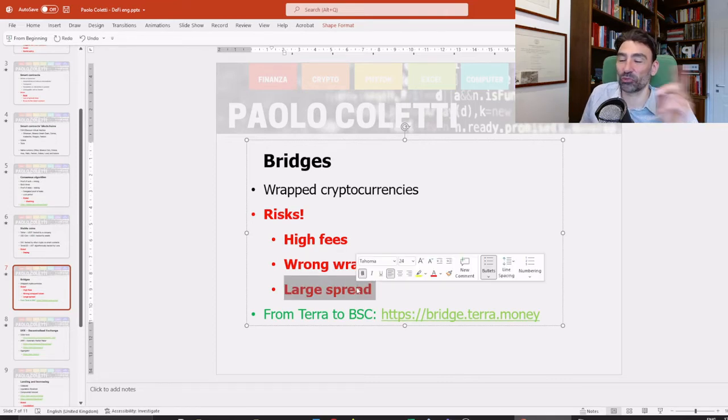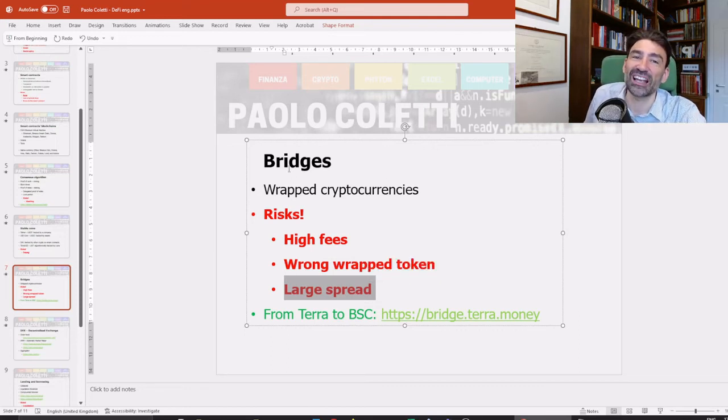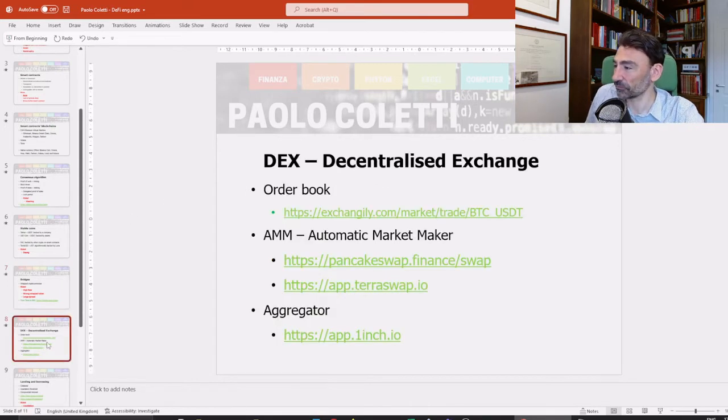Okay, and finally there is a large spread. So when you swap an Ethereum from one website to the other one, especially if you swap 2 cryptocurrencies. So for example, you start with Luna on Terra and you want to get Ethereum on Ethereum, so not really a bridge and a swap at the same time, you incur in large spread. So pay attention. I try to use bridges as little as possible. I really dislike them.